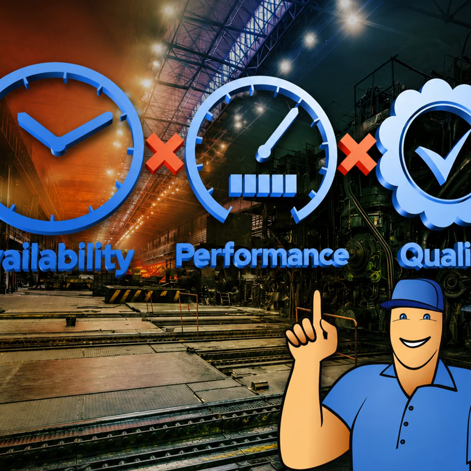Overall equipment effectiveness, or OEE, is a key performance indicator for manufacturers that measures how efficiently a machine or production line is working compared to its maximum potential. It relies on three metrics: availability, performance, and quality. The formula is simple. OEE equals availability times performance times quality.